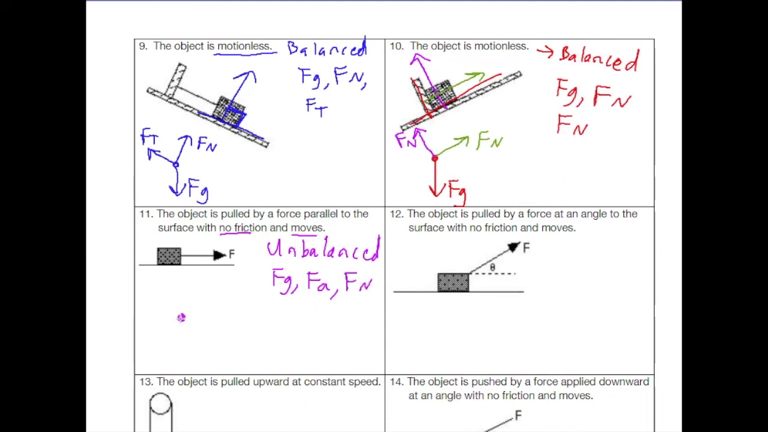Drawing the free body diagram, I have force gravity pointing down. Force normal this time points straight up because it's a flat surface. And then my force applied is going to point in the same direction as this force vector.